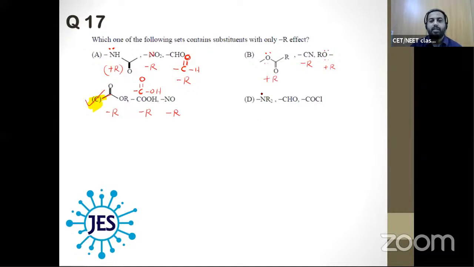NR2, lone pair, plus R. CHO, we have already found it out, minus R. COCl, acid chloride, same, minus R. But the only option which has all groups minus R is C. So C is the correct answer. Hope you all have understood this. Next.